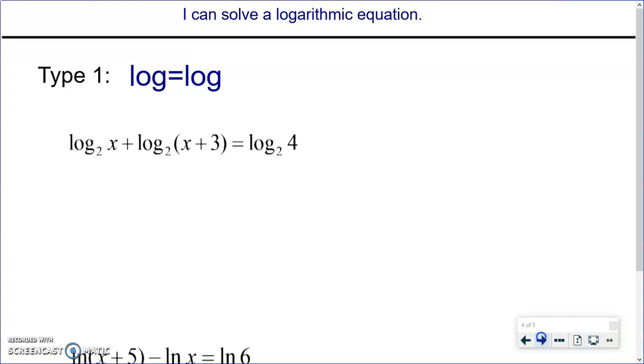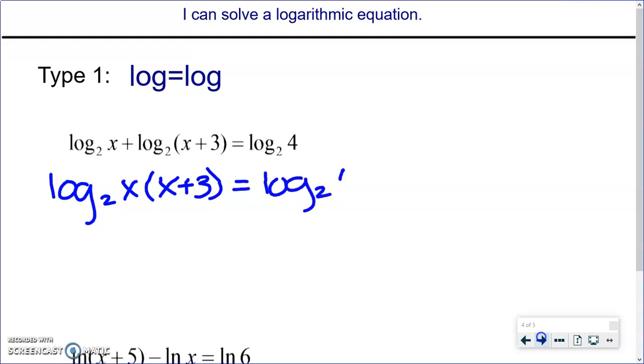We'll start with log base 2 of x plus log base 2 of x plus 3 equals log base 2 of 4. We're going to have to condense this a little bit before we can go on. So we have a log plus another log. We know that that means we're multiplying. So log base 2 of x times x plus 3 equals log base 2 of 4.